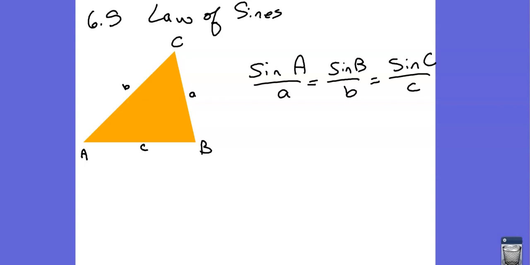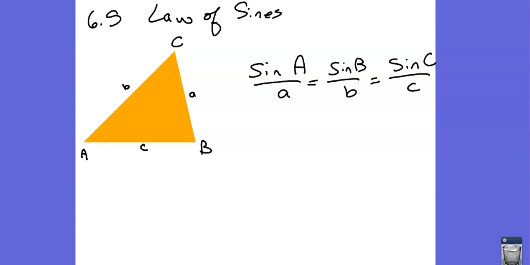This is 6.5, the law of sines. The law of sines in trigonometry comes from recognizing that within a triangle, the sides are proportional to the sines of the corresponding angles. So notice what we have set up here.